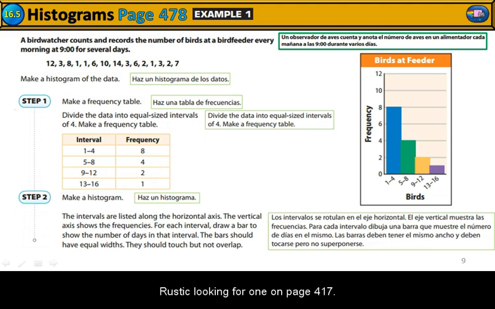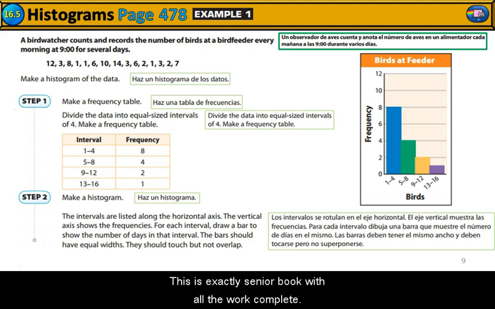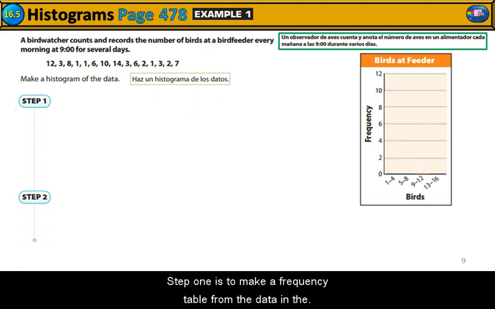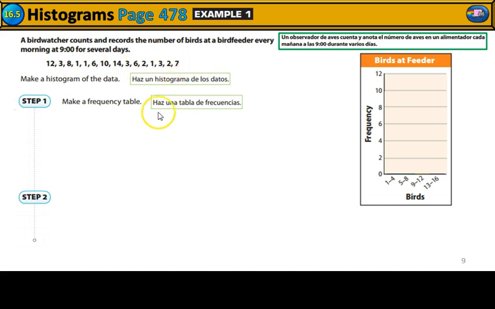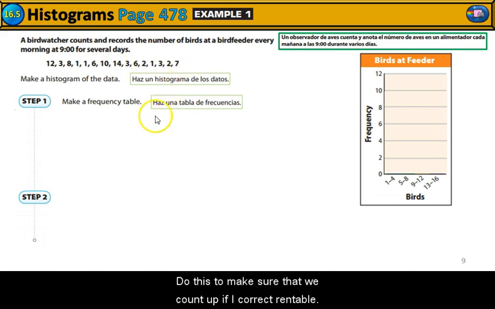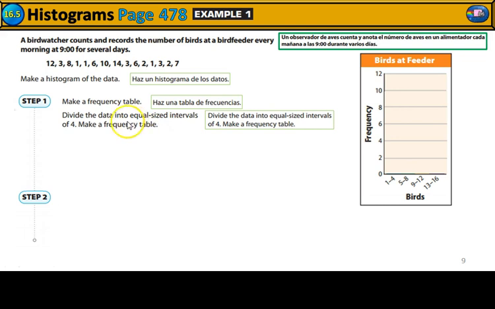Let's take a look at example 1 on page 478. This is the example you see in your book, with all the work completed. Let's do it step by step. Step 1 is to make a frequency table from the data in the list. In order to do this, we have to make sure that we count up by correct intervals. In this case, you want to make equal-sized intervals of 4.